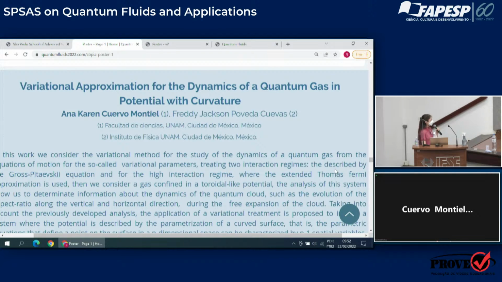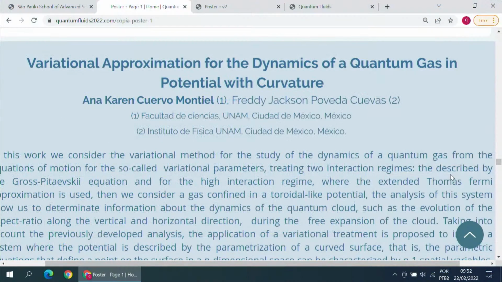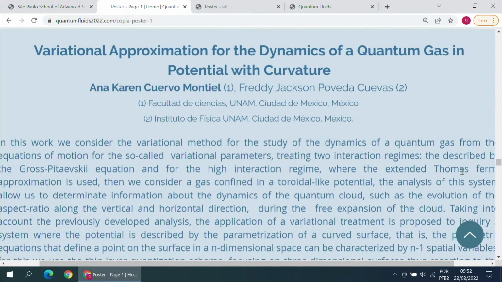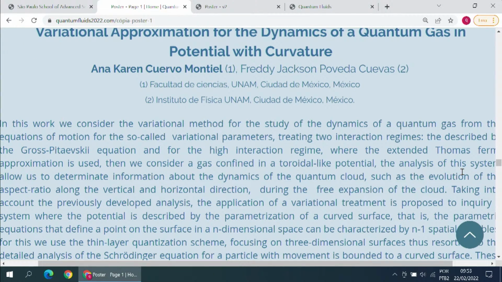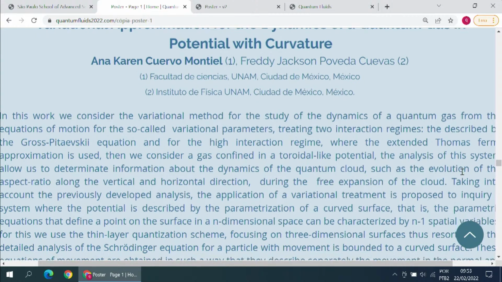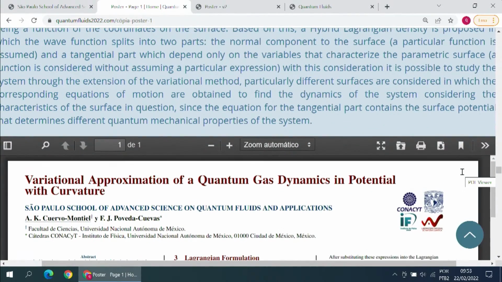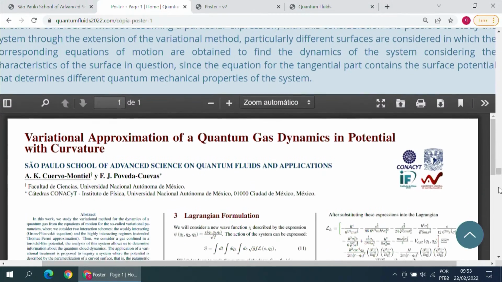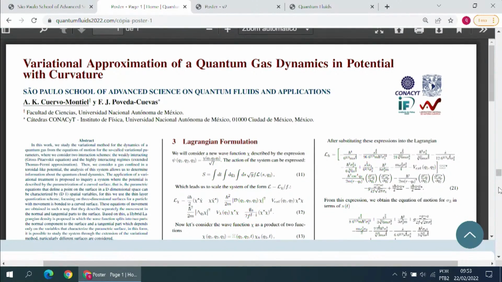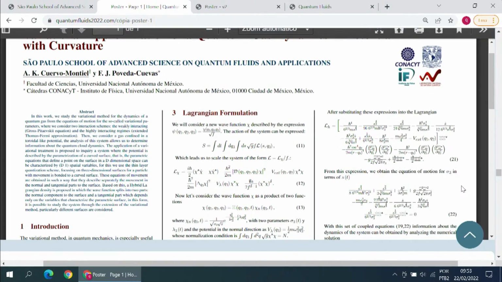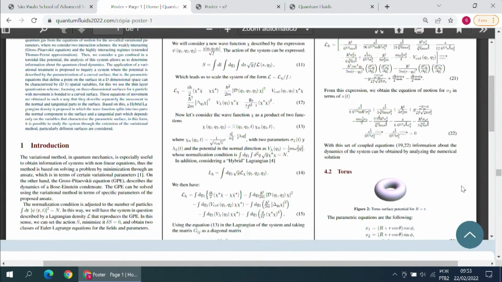my name is Ana Karen Cuervo, and the work that I will present is entitled Variational Approximation of the Dynamics of a Quantum Gas in a Potential with Curvature. In this work, the variational method applied to a quantum gas system on a curved surface is studied. We are using the Gross-Pitaevskii equation. A Lagrangian approach is carried out using the thin layer quantization described by da Costa to propose a Lagrangian density that allows you to obtain the equation of motion of the system in such a way that a variational treatment can be applied to the density. Thus managing to deal with the problem in an approximate way in order to obtain detailed information about the system.